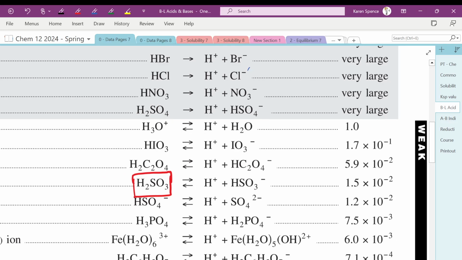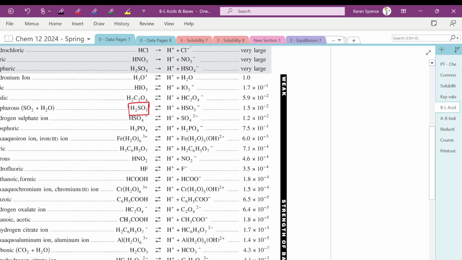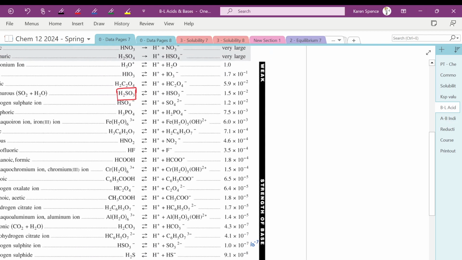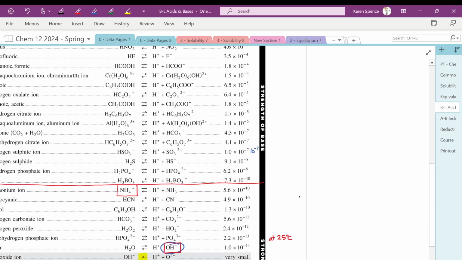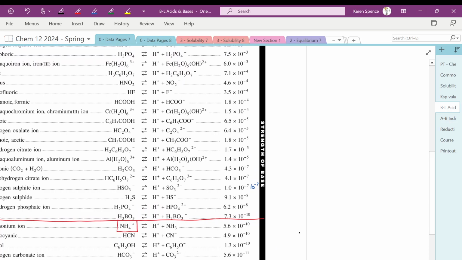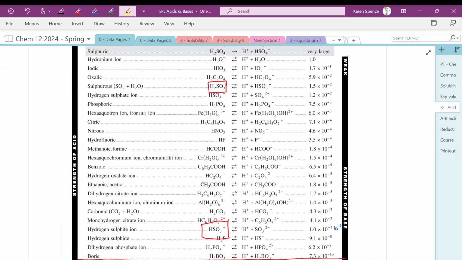H2SO3 is there. Where is HSO3 minus? Further down. Where the heck is it? Somewhere way down here. Why am I not seeing it? I'm just blind. HSO3 minus, here it is. Okay, okay. So we have H2SO3 and HSO3 minus.